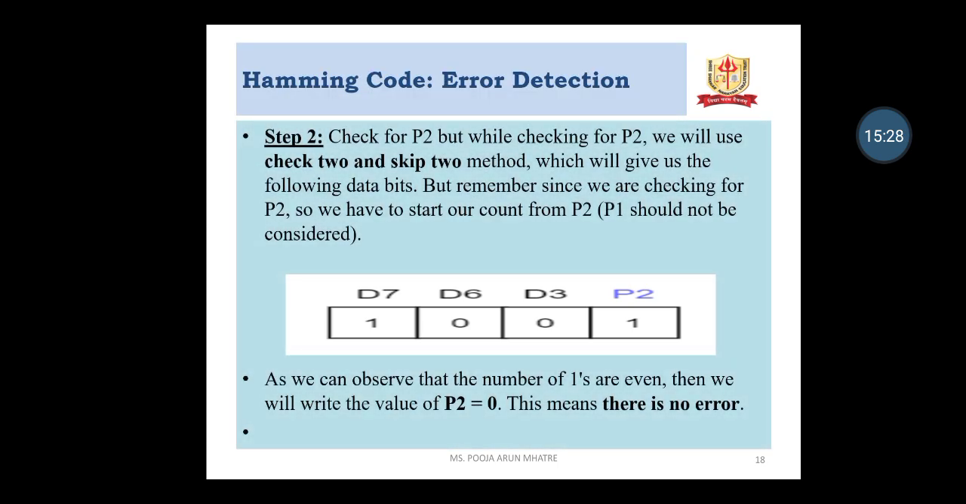Step 2. Check P2, but while checking P2, we will use the check 2 and skip 2 method, which will give you the following data bits. But remember, since we are checking P2, we have to start our count from P2. P1 should not be considered. Then P2, D3, D6 and D7. As we can observe that the number of ones is even, we will write the value of P2 equals 0. This means there is no error.